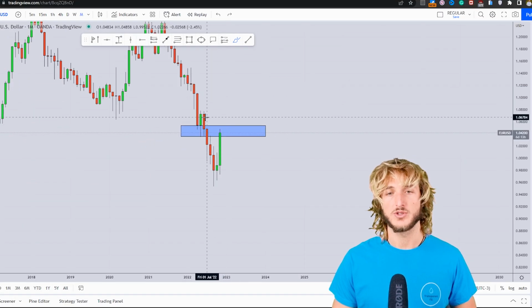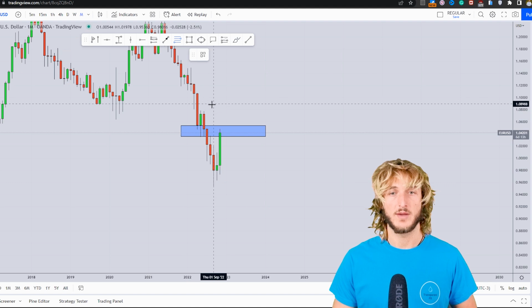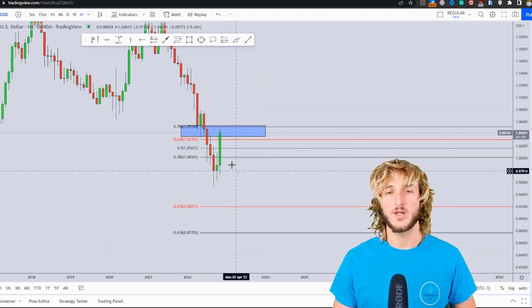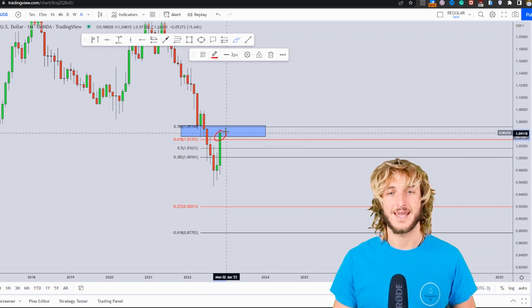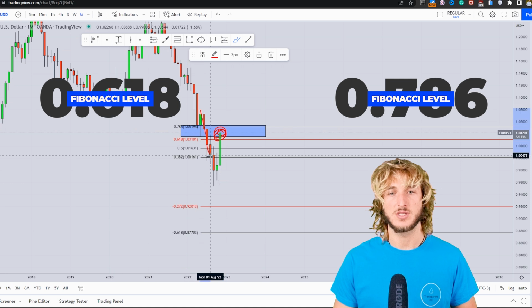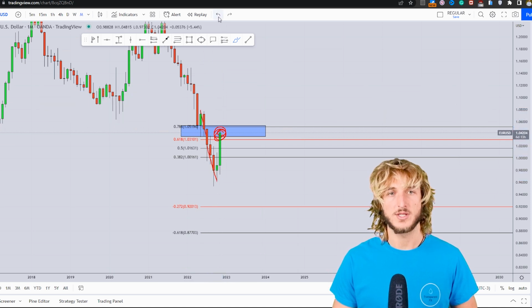We can also notice that since we have an impulse, if we want to measure the correction, we have to take our Fibonacci from the high to the low of the impulse. And if we do that, we can notice how the market has just entered the zone in between the 0.618 and 0.786 of the Fibonacci taken on the monthly impulse, which is a quite strong monthly resistance area.